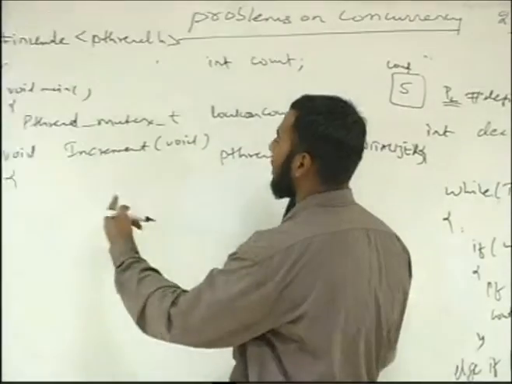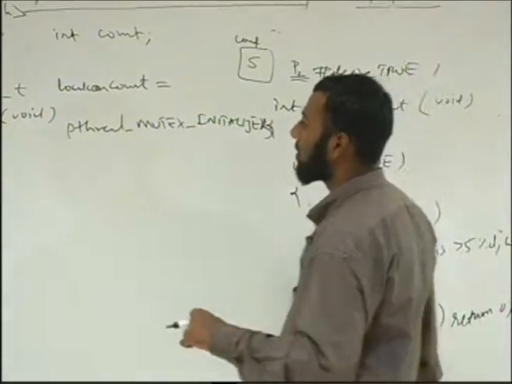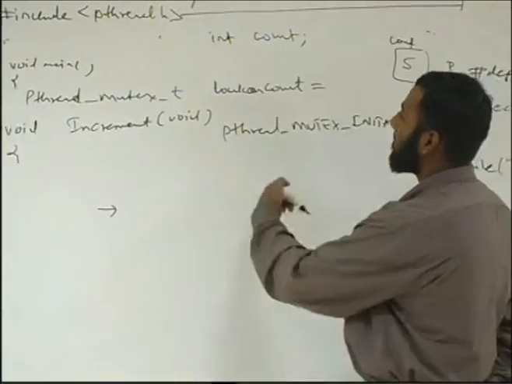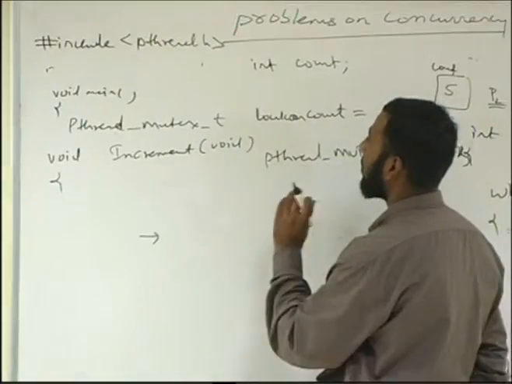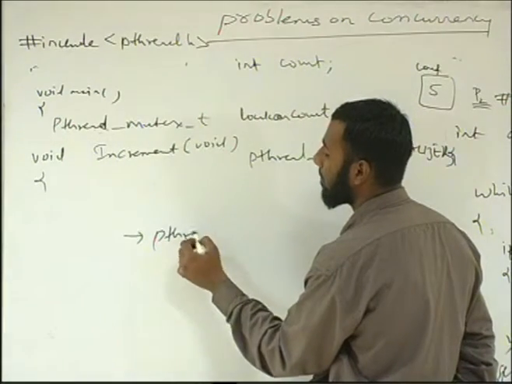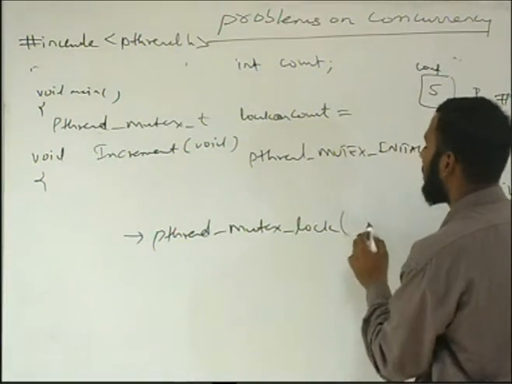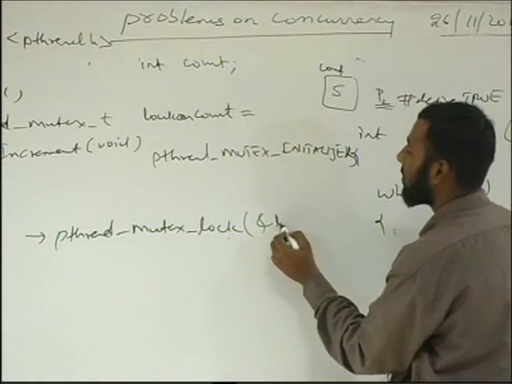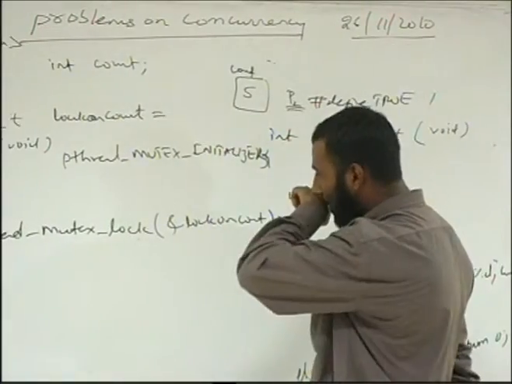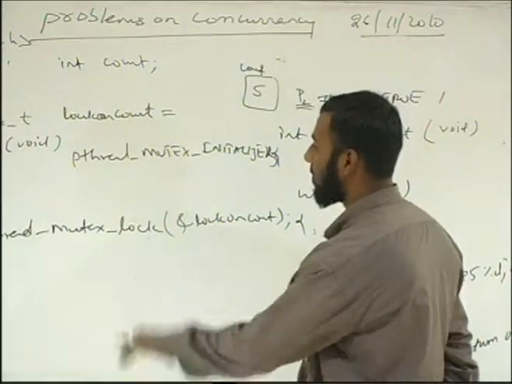Then in this entire code, whenever you are trying to access the shared resource, before that we have to write this line. Whenever you are trying to access count, before you access it, we have to write pthread_mutex_lock(&lock_on_count). After doing it, this works like wait. Now perform all the modifications.